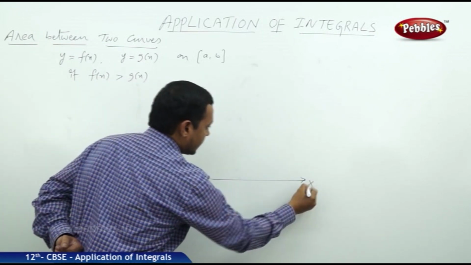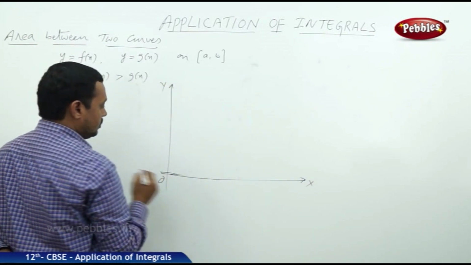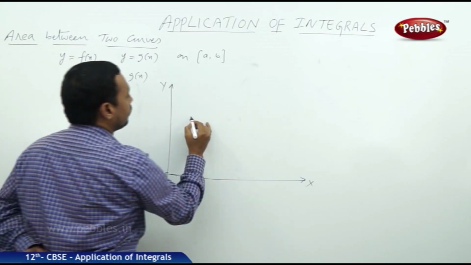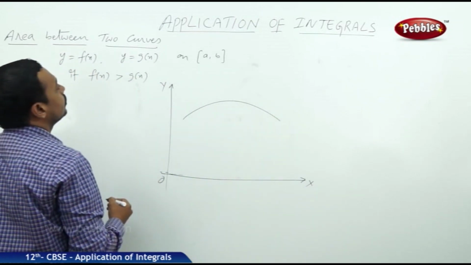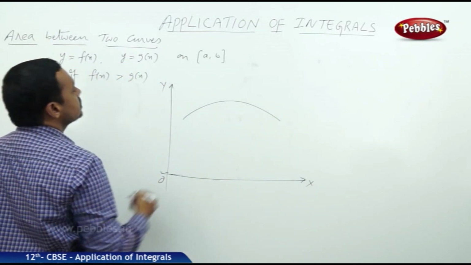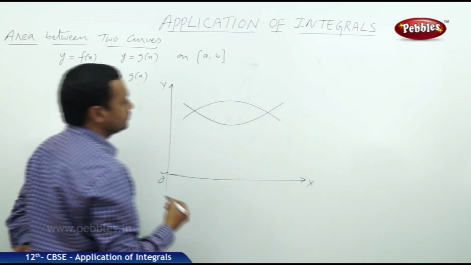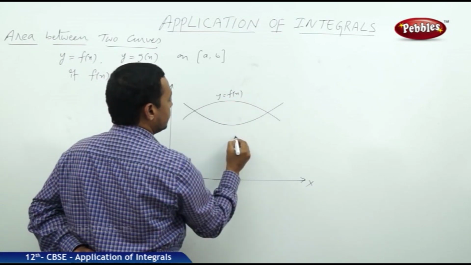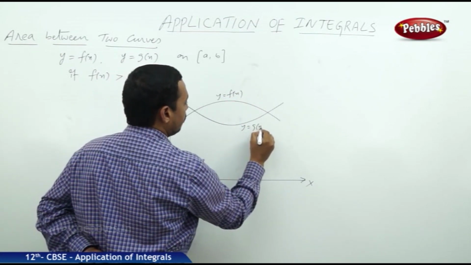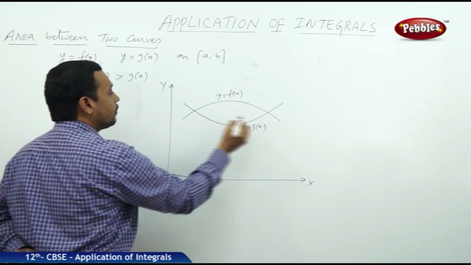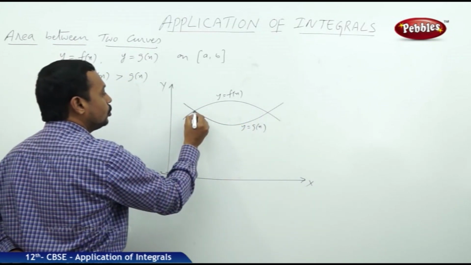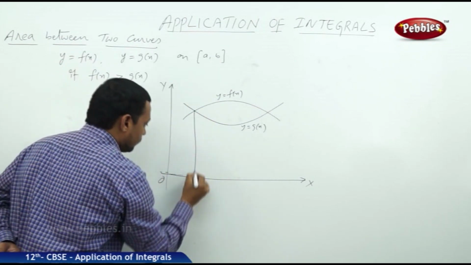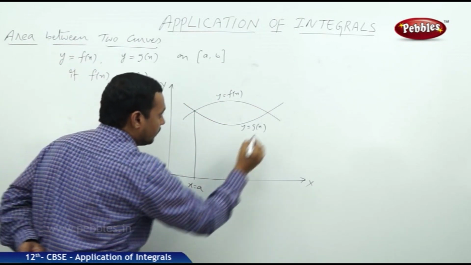Origin, its x-axis, y-axis, origin. One curve y is equal to f of x, and another curve y is equal to g of x, like this. Let us take the two curves, y is equal to f of x and y is equal to g of x. And let the points of intersection of the two curves be x is equal to a and x is equal to b.